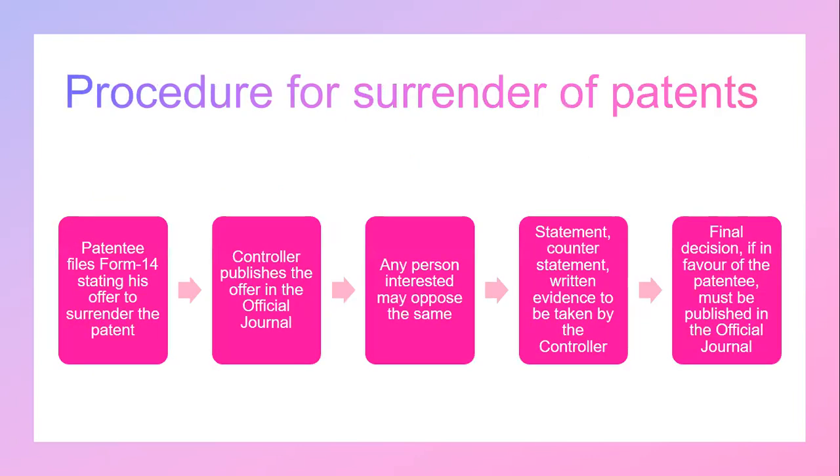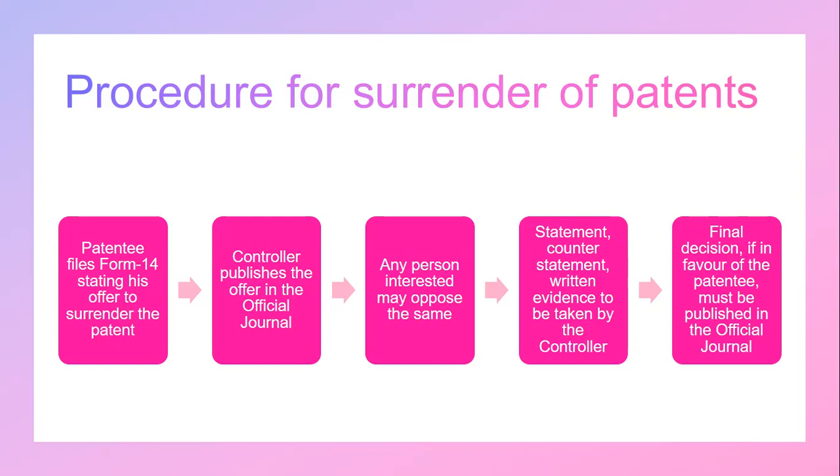So now let's move forward. Next slide. Now, what is the procedure for surrender? The patentee will file Form 14 stating his offer to surrender the patent. The controller will publish the offer in the official journal. Again, any person interested will oppose. Then again, statement, counter statement, evidence, hearing, everything will be done by the controller. And then the final decision will come.